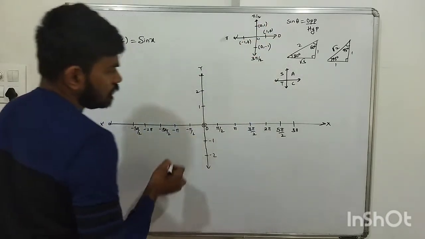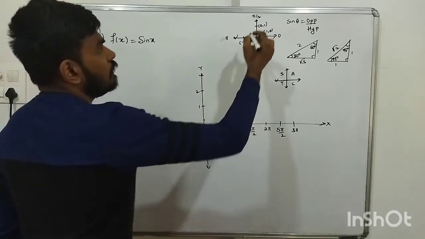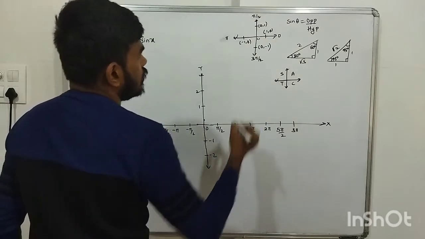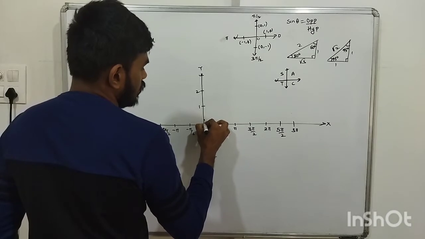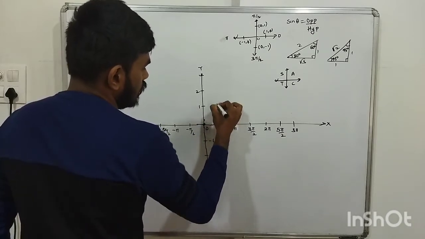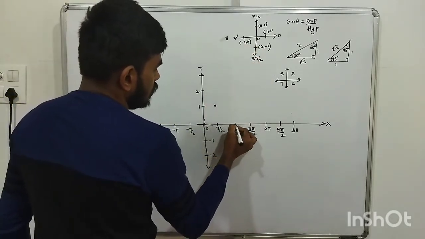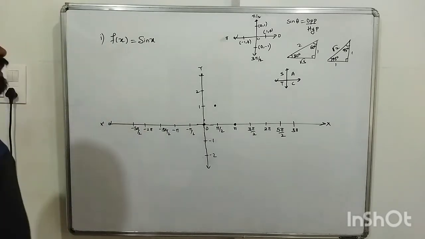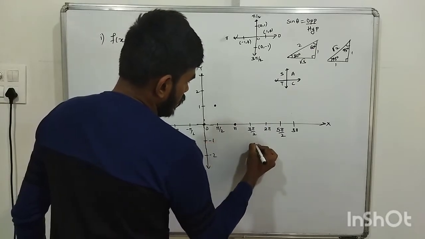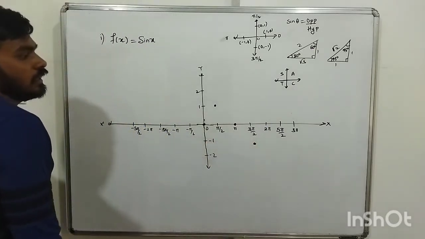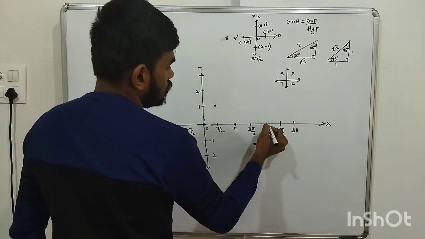Sine 0 is 0. Then sine 90 is what? For 90, you come here, sine 90 is 1. I am marking here. Then sine 180 is 0, so it comes here. Then sine 270 is minus 1, so it comes here down. Sine 360 is same as sine 0, so 0. Correct.